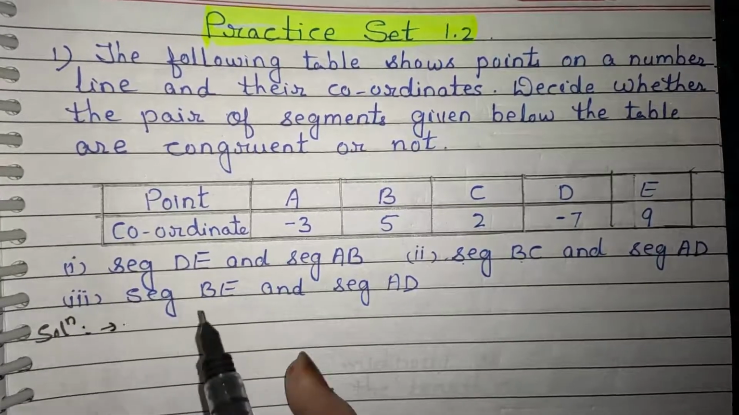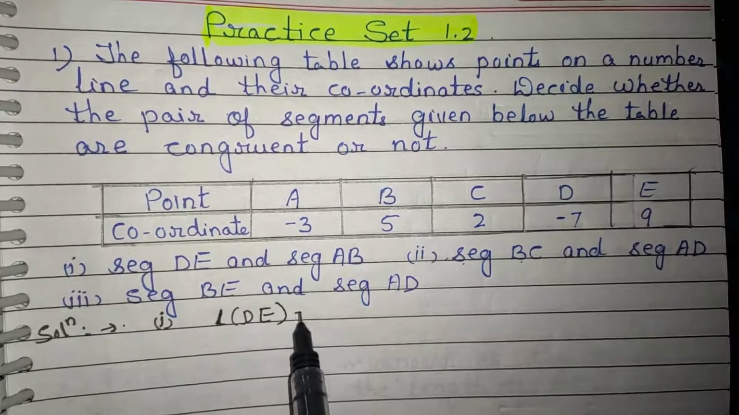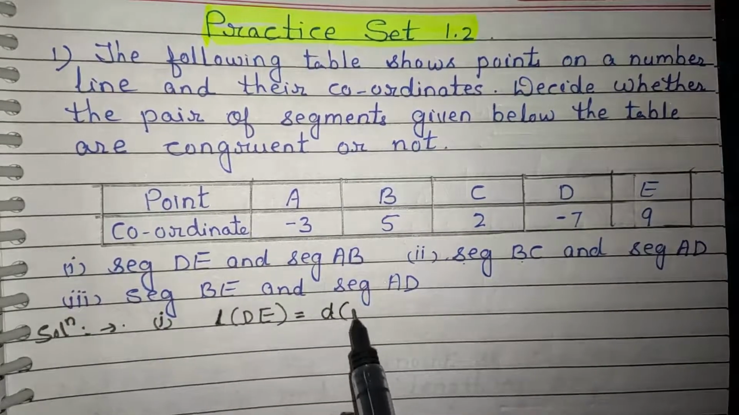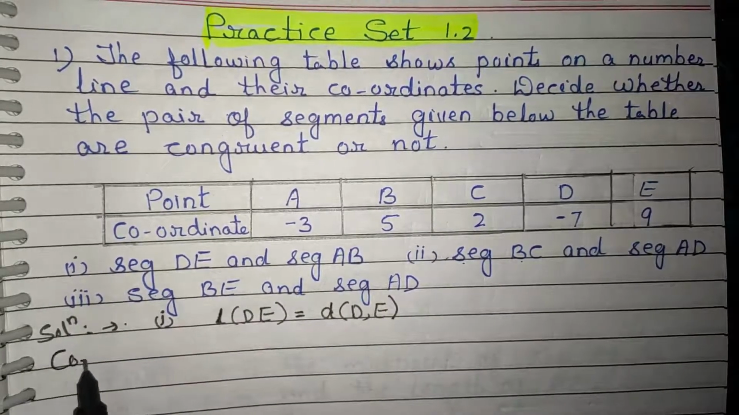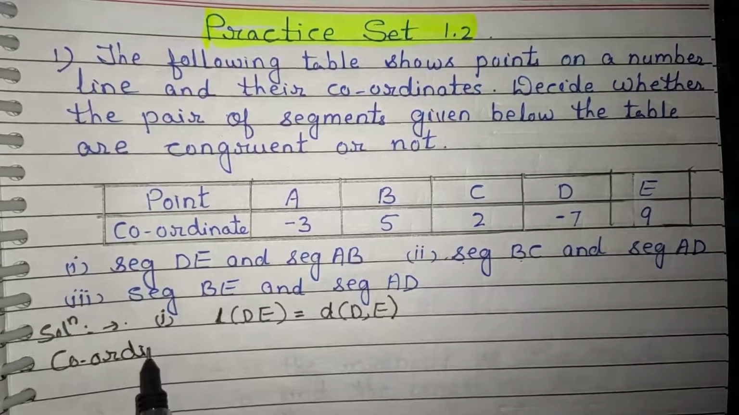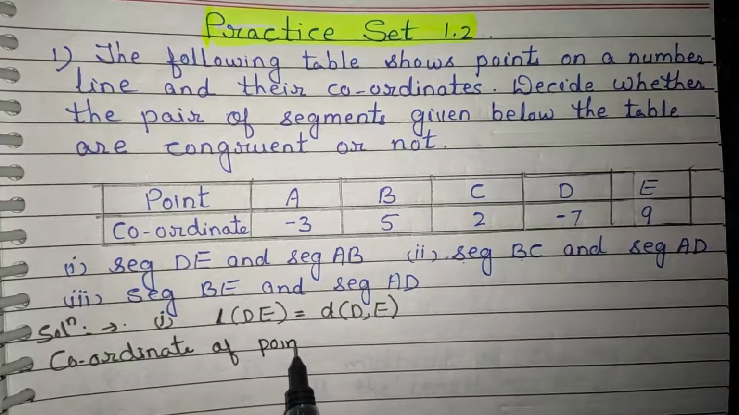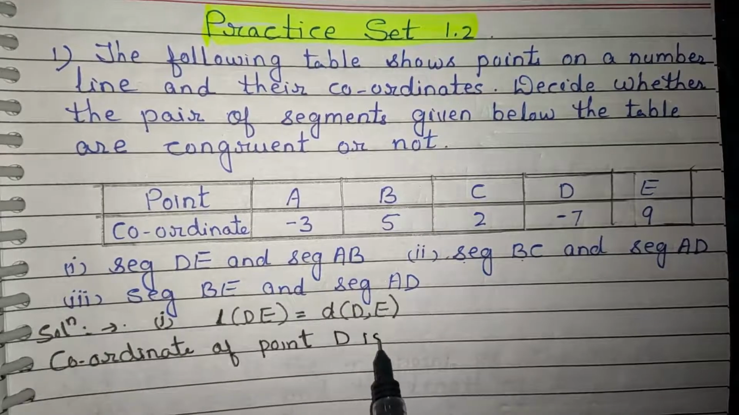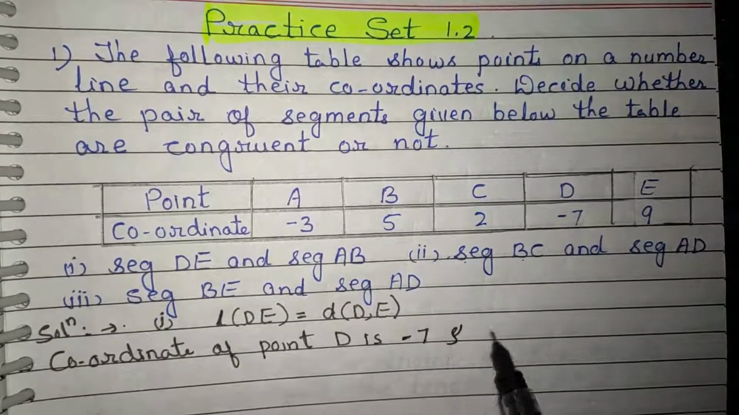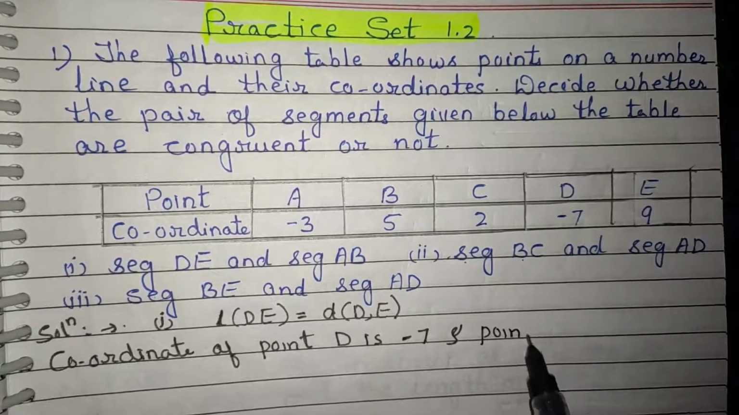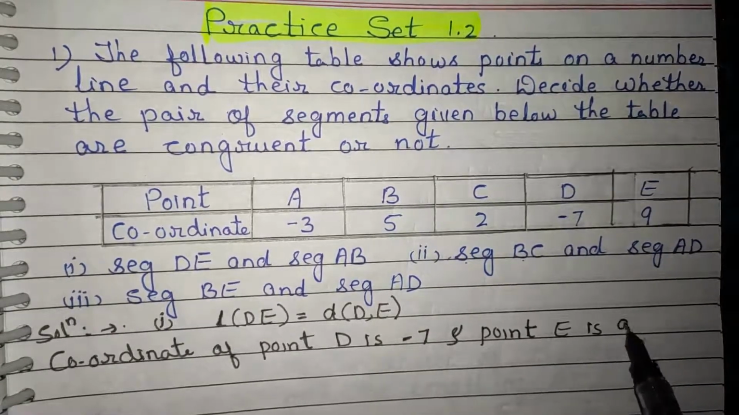Write down the solution here. Segment DE means length DE is equal to the distance between points D and E. Now look here. Coordinate of point D is -7 and point E is 9.